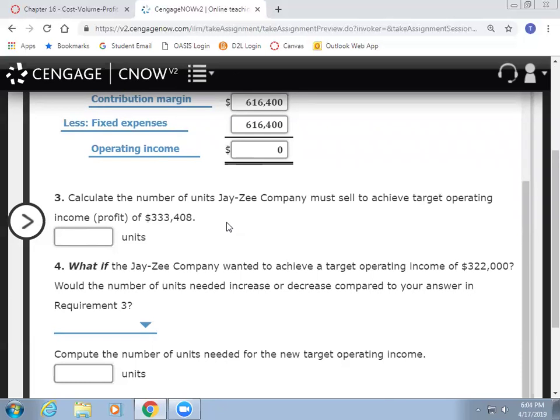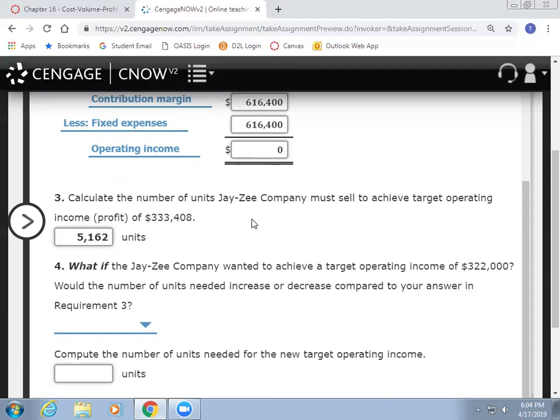Okay. So how many units would we need to sell to get that target income? 5,000. Very good, 5,162. Okay. 5,162 units. So it's pretty nice, that contribution margin, right? Once you calculate that, you can then figure out how many units it would take to get to any target income. Okay.